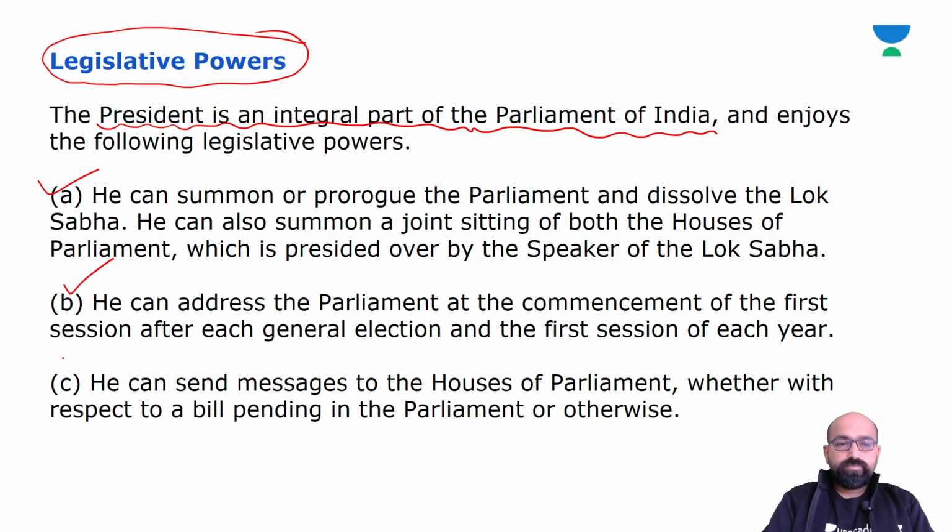Now, he can send messages to the House of Parliament, whether with respect to a bill pending in the Parliament or otherwise. Yes, he can send messages to the House of Parliament, whether with respect to a bill pending in the Parliament.